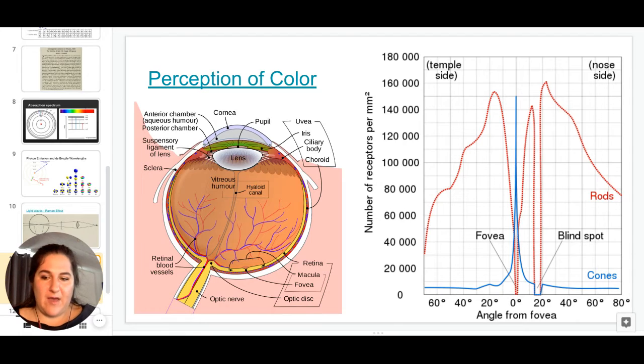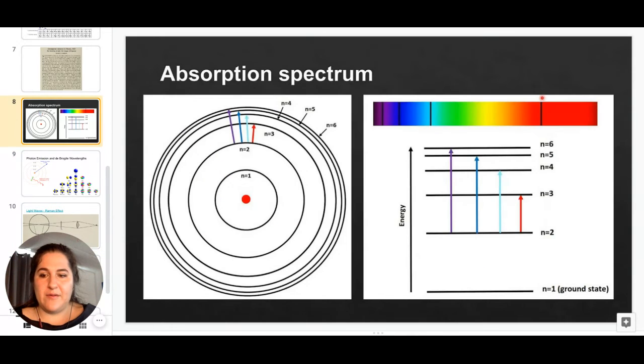So if you're vibrating a lot of the cones at the fovea, then that is kind of like a really intense color. And depending on how fast that wave is moving, how intense the wave is, it'll move to a different spot on the color spectrum. Waves that are moving faster are going to be closer to purple. Waves that are a lot slower are going to be at red.